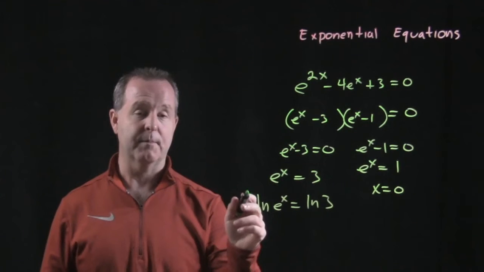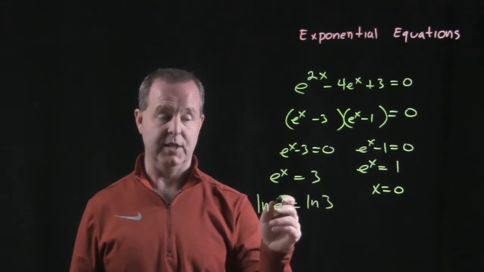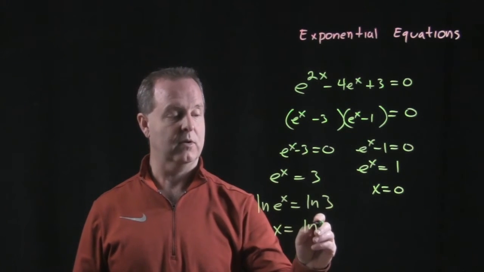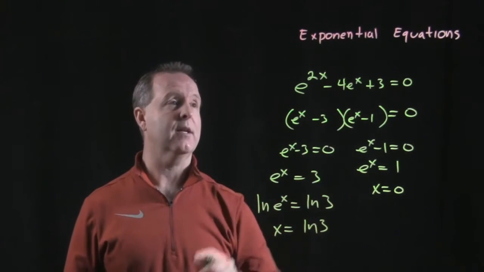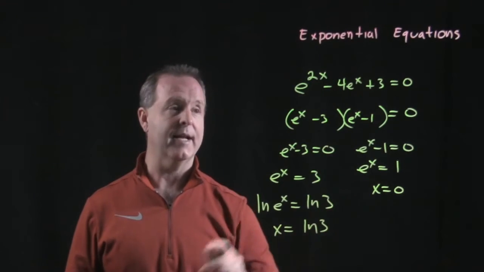And you remember what the property is when you have the natural log of e to the x? That's just the exponent, x, equals the natural log of 3. So those are my two solutions to this particular exponential equation: natural log of 3, and 0.